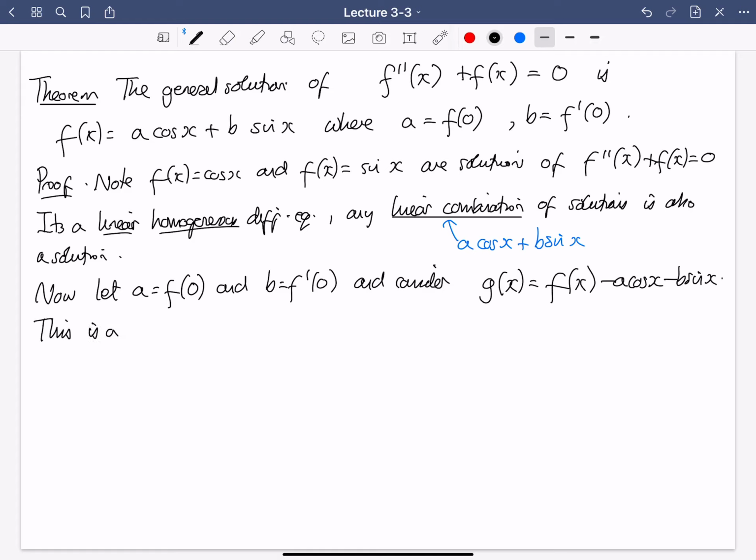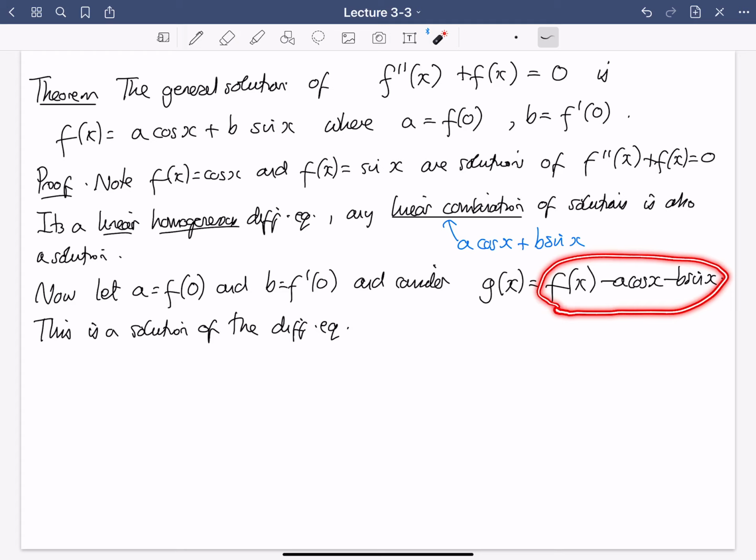This is a solution of the differential equation because, well, we're given that f of x is a solution and cos x is a solution and sin x is a solution. So actually this is a linear combination of three solutions: 1 times f of x minus a times cos x minus b times sin x. And for this sort of equation, any linear combination of solutions is a solution. So this new function g of x is a solution of this equation.